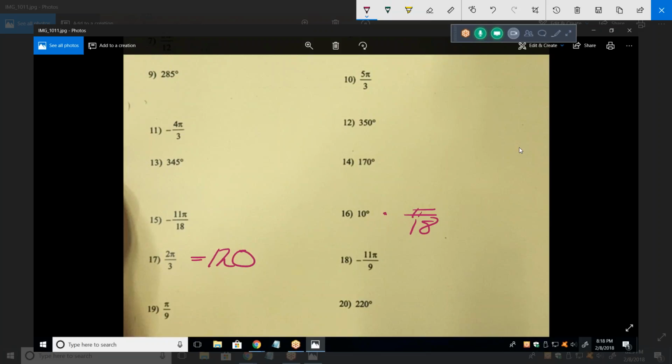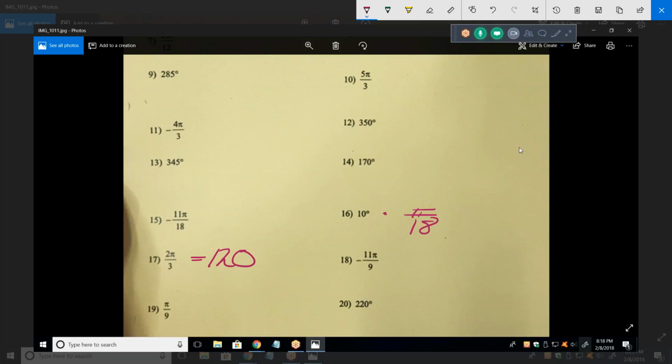Absolutely the three most important angles you're going to deal with are pi over 3, pi over 6, and pi over 4. That's 30, 45, and 60. Sound familiar from your special triangles? Okay. So those are good to memorize.